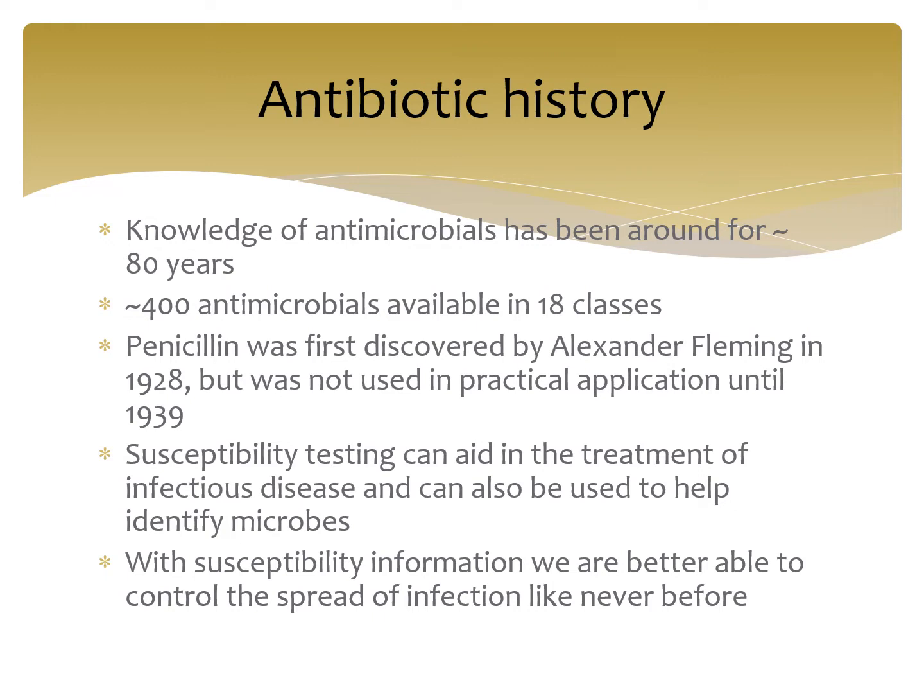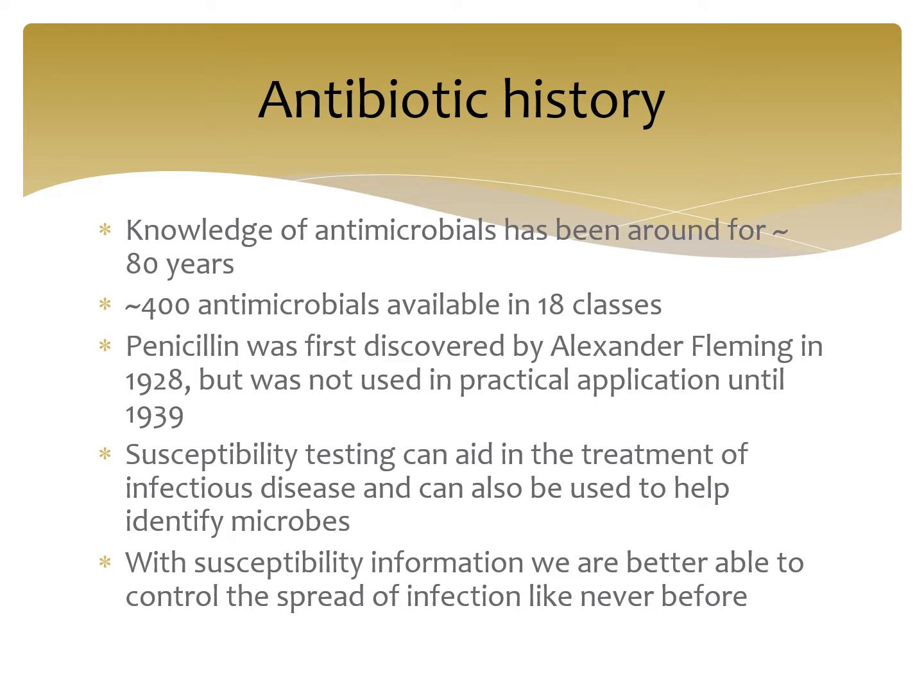Penicillin was first discovered by Alexander Fleming in 1928, but it was not used in practical application until 1939. It was actually first used to treat a gonorrhea infection in the eyes of a baby. This was a very unrefined penicillin drug at the very beginning back in the 1930s.